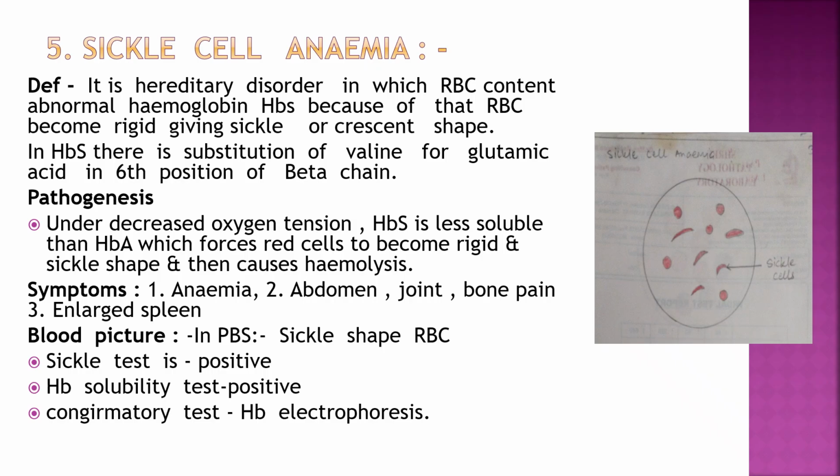The symptoms: the face of the person is changed. It is usually a childhood disease, and in that we can see abdominal, joint or bone pain, and the spleen is enlarged because of the increased hemolysis. So in the blood picture you can see sickle shape RBCs, the sickling test is positive, the hemoglobin solubility test is positive, and the confirmatory test for sickle cell anemia is hemoglobin electrophoresis.